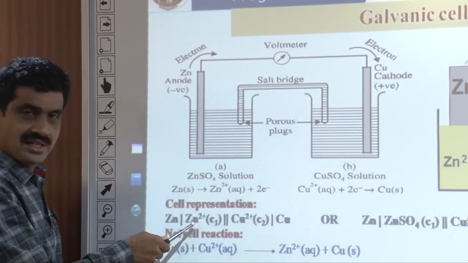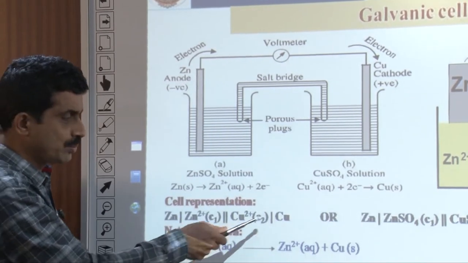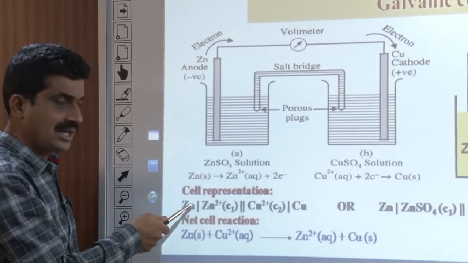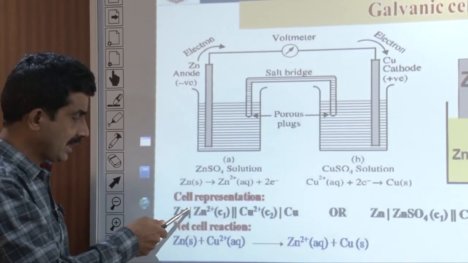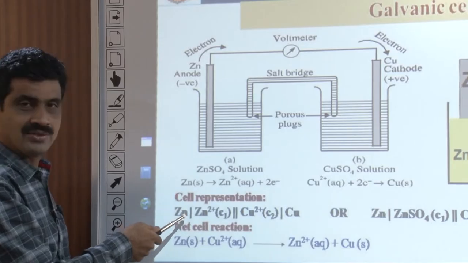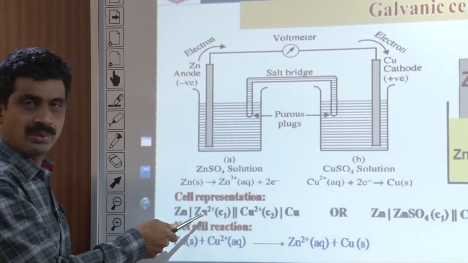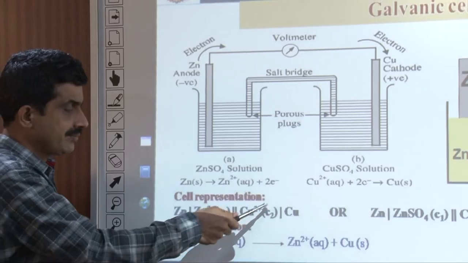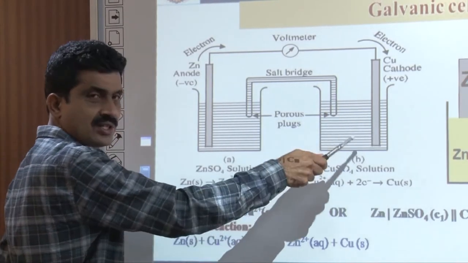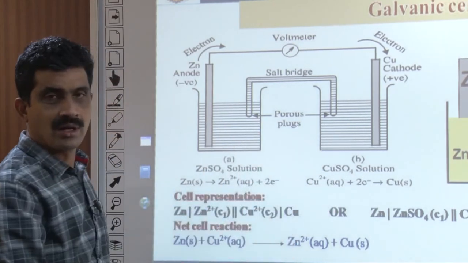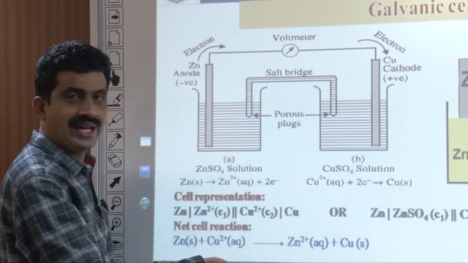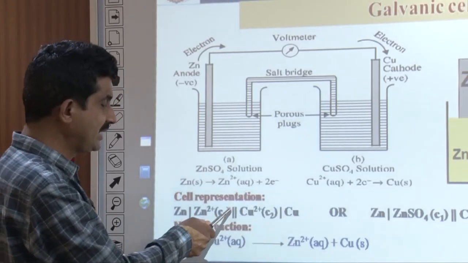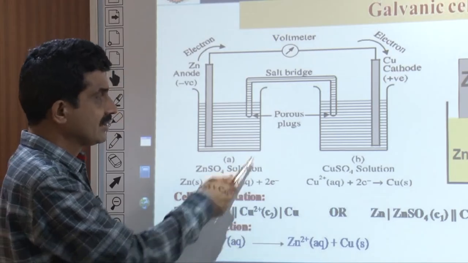Zn/Zn2+, two vertical lines, Cu2+/Cu. So what does this single line denote? There is a phase difference between the metal atom and its ions. Initially we will have zinc, it gets oxidized to Zn2+. So Zn is separated by Zn2+, and on the right, Cu2+/Cu, because Cu2+ ions will be there in the beginning, they get reduced as copper atoms. So this single vertical line denotes that there is a phase difference between Cu2+ and Cu, and these two vertical lines indicate the salt bridge.